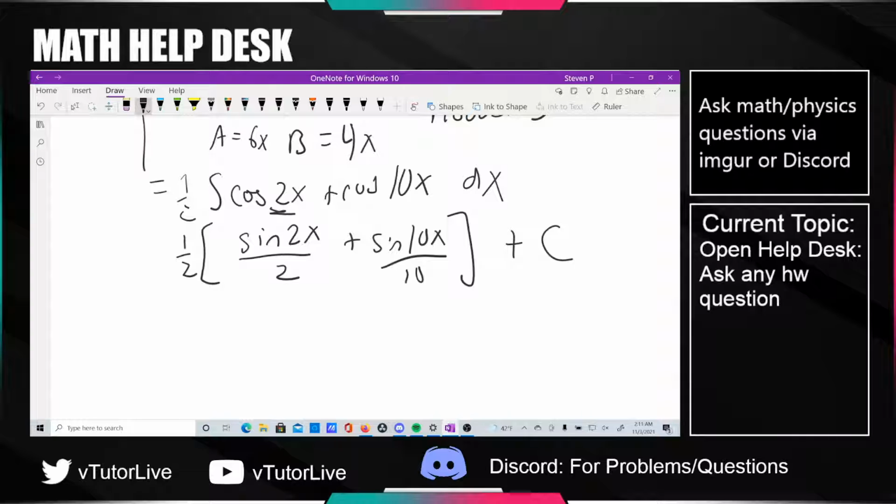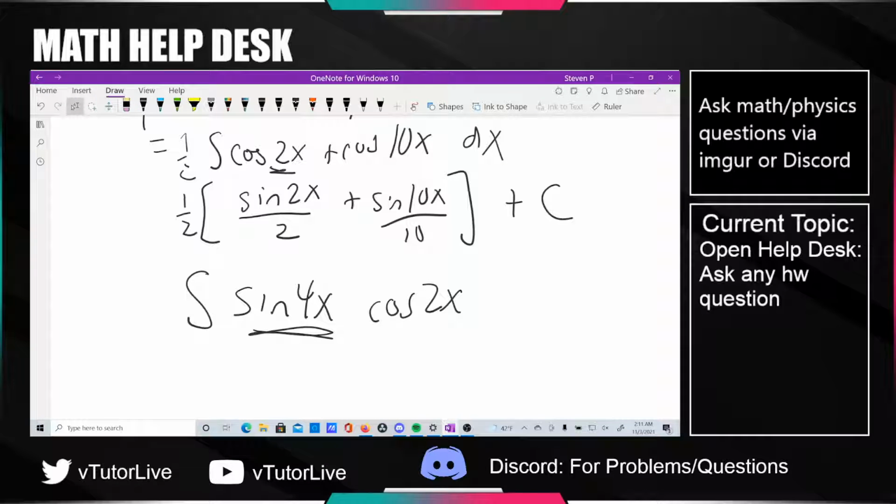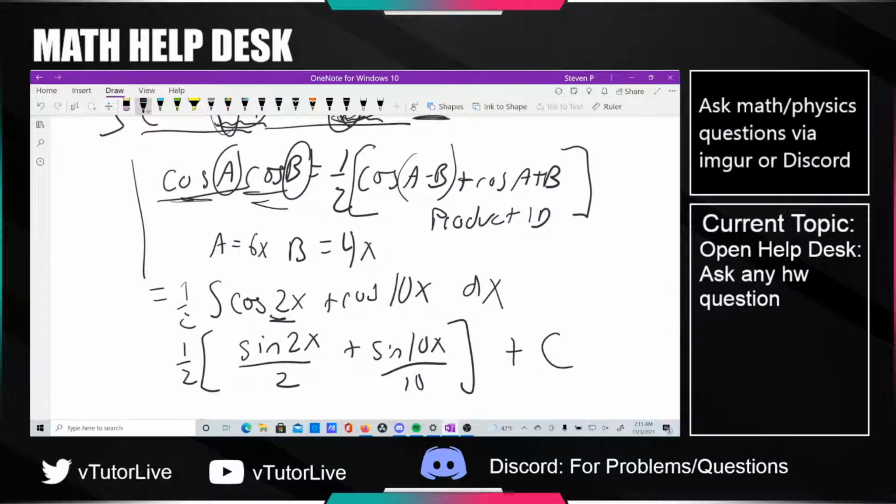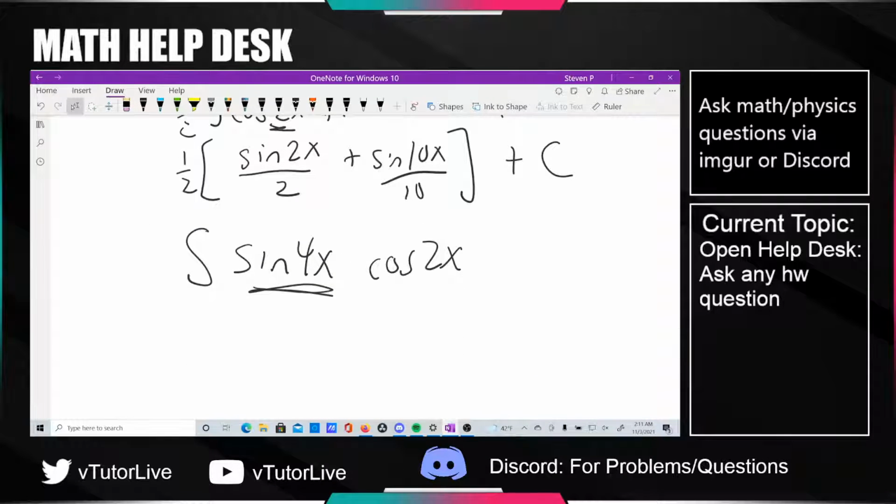Gotcha. So the other problem, I'll just write it out, but I won't explicitly do it, is sine of 4x times cosine of 2x, right? It's the exact same idea, just use a different formula for it. You're basically going to want to use one of those formulas that turns a product of trig functions into a sum of trig functions. And that should take care of it for you.